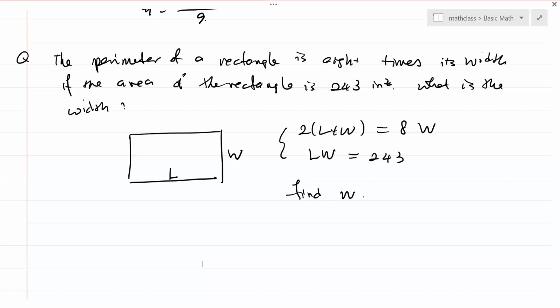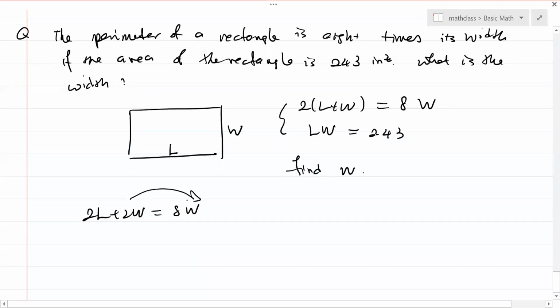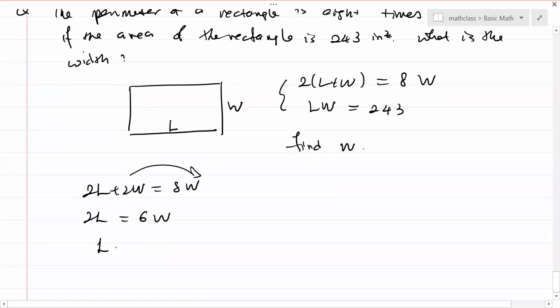So how do you do that? There are two seemingly complicated equations. Well, maybe not. Let's simplify the first equation. 2L plus 2W equals 8W. I move 2W to the right-hand side, so 2L equals 8W minus 2W, 6W. Then I simplify a little bit. L is going to be 3W, right? That's the relationship between width and length.